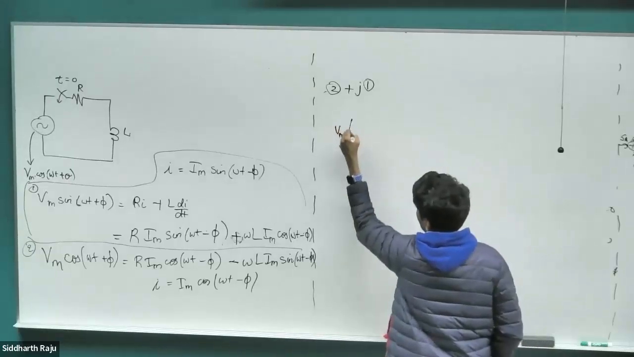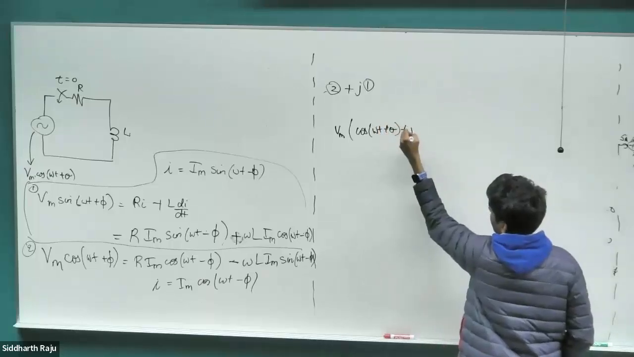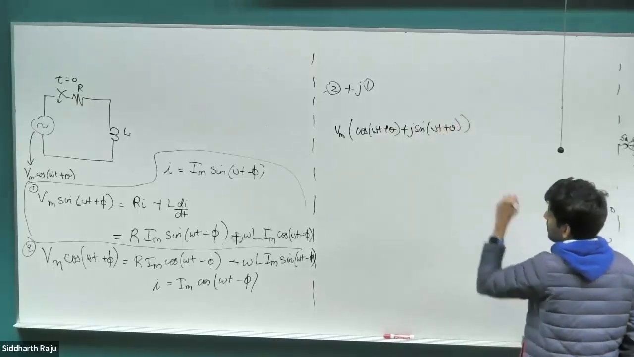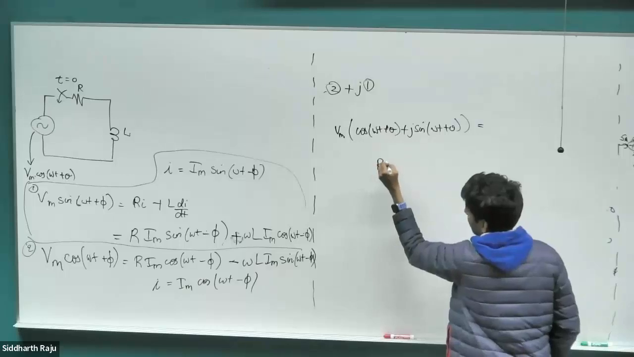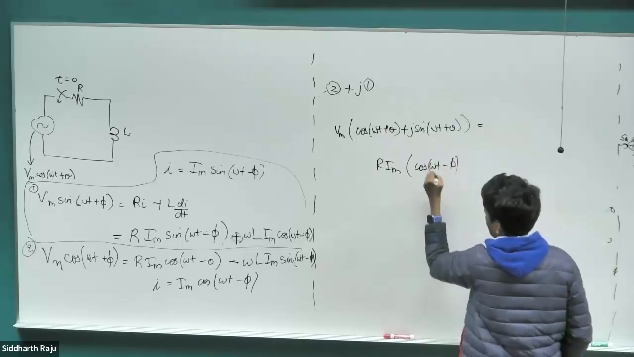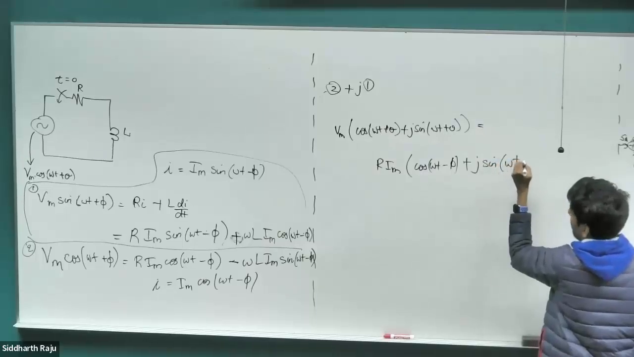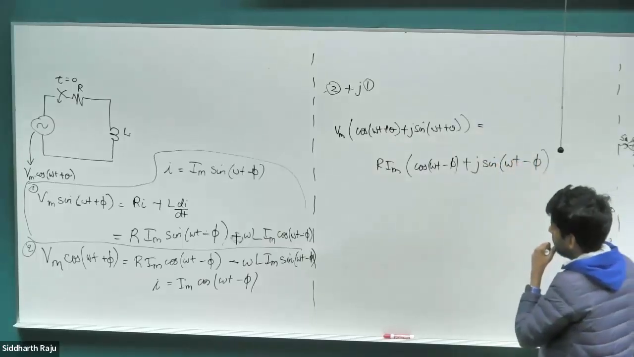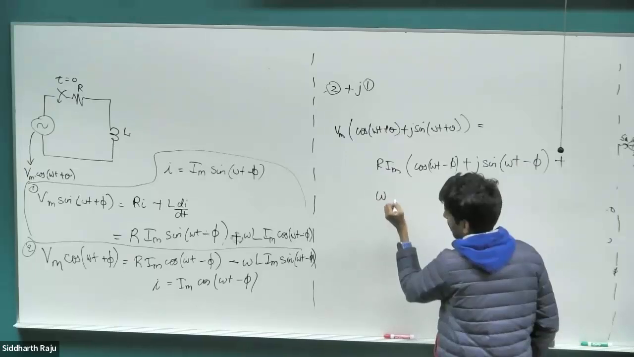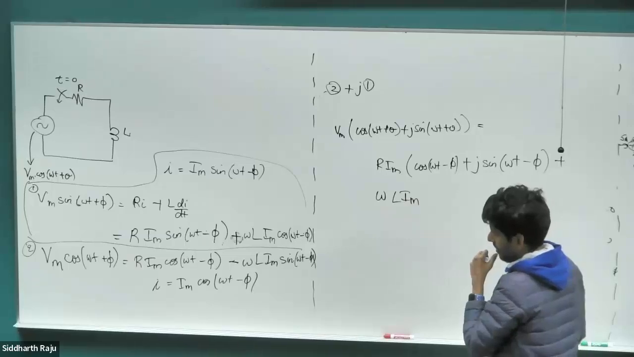So if you collect the left-hand side terms, you have Vm cos(omega t plus theta) plus j sin(omega t plus theta), equal to R times Im, same thing, cos(omega t minus phi) plus j sin(omega t minus phi). Then I have plus the omega L term, which is constant. I can take them out. The Im term is also constant.